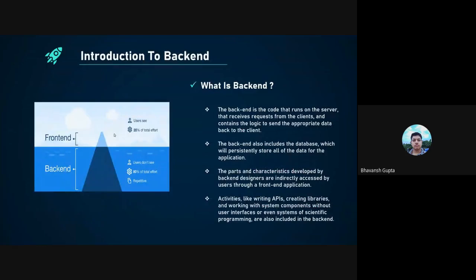So we'll start with what backend is. Backend is basically code that runs on a server. Generally, when we interact with any application, we see the front end part of it, and the backend logic is hidden away from us. Backend receives requests from the front end code and sends an appropriate response to the client. Backend also includes databases which store all the data which we send and retrieve data whenever the front end requests it. Activities such as writing APIs, creating libraries, as well as working with system components are part of backend.